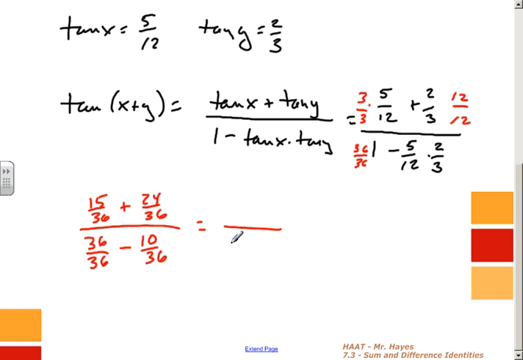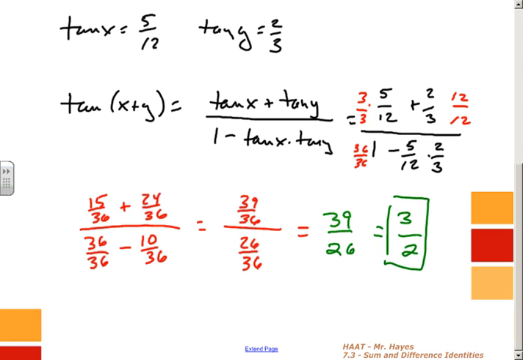On the bottom, I come up with 26/36. On the top, I now have 39/36. So that means the two bottoms are going to divide out, or if you want to, you can divide a fraction. If you divide two fractions, multiply by the reciprocal. And you're going to end up with an intermediate fraction of 39/26, which then will reduce to 3/2 when you divide out a 13. And that is your tangent of x plus y.